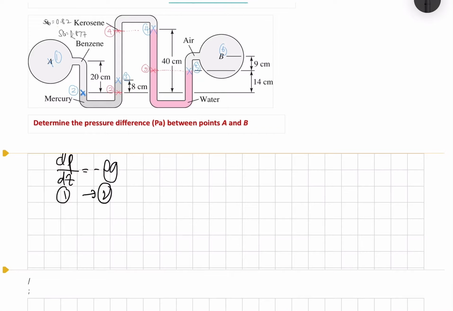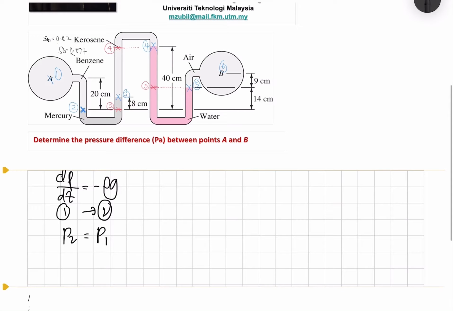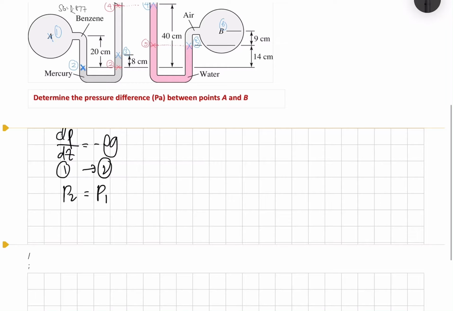From point 1 to point 2, you write P2 is equal to P1. From 1 to 2 you are going down, and when you're going down, the pressure will increase. How much does it increase? It depends on the type of fluid we have there, which is rho benzene times g times the height of the fluid, which is 0.2 meter. So that is point 2.